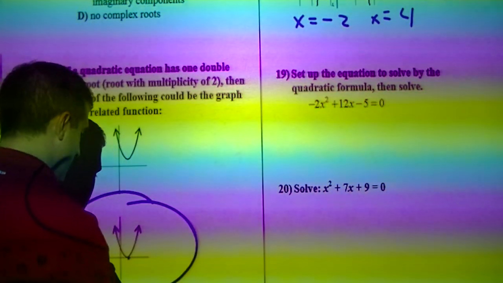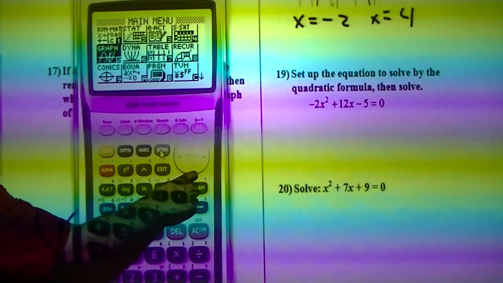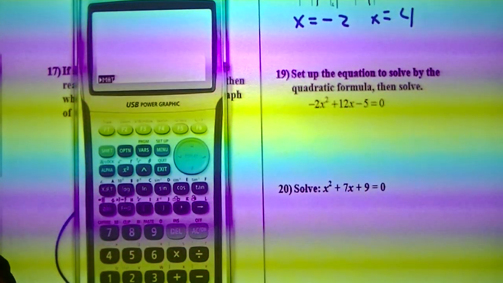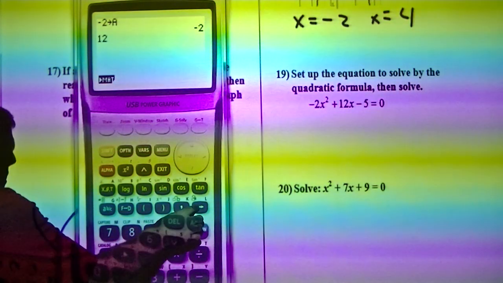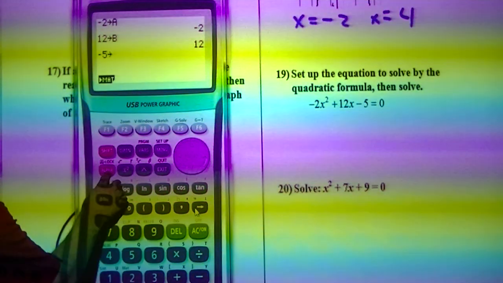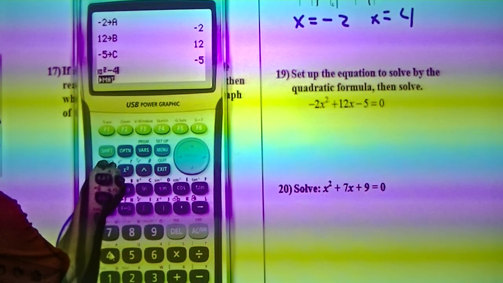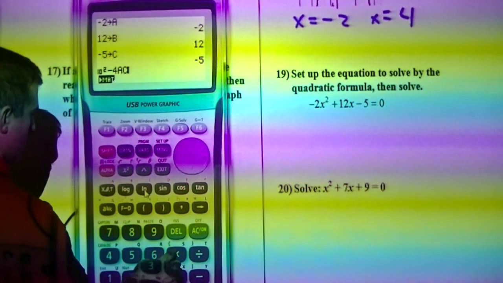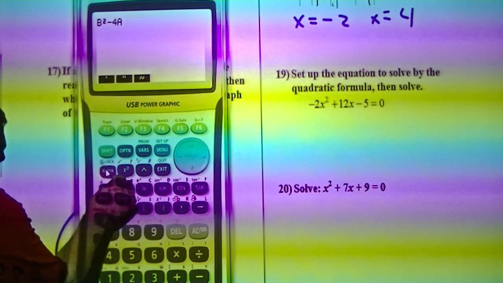So they want me to do that. So what I'm going to do, setup wise, I'm going back to the blank screen. I'm putting negative 2 for alpha A, 12 for alpha B, and negative 5 for alpha C. Okay, B squared minus 4 alpha A, alpha C.